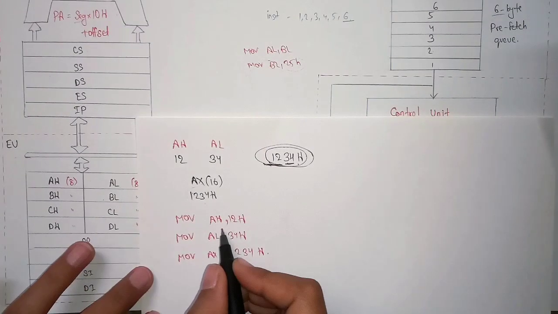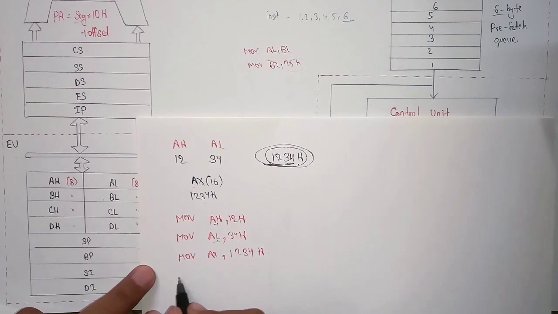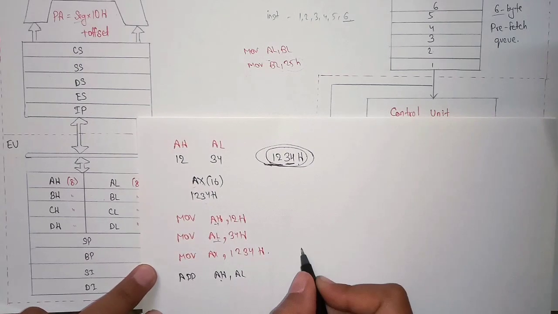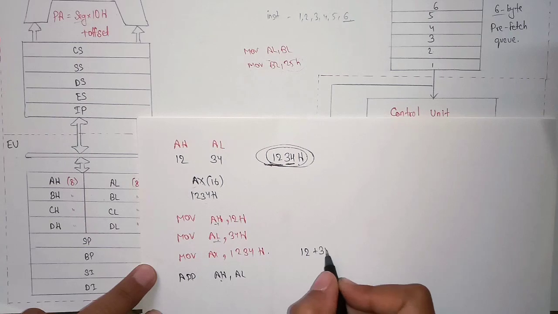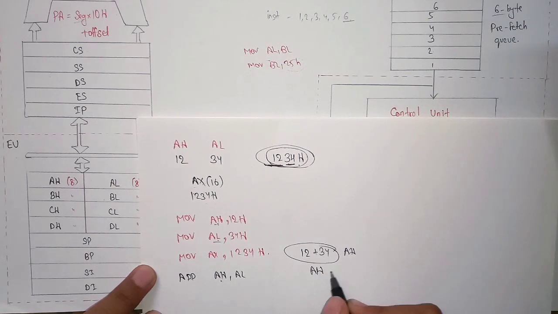Now let's consider we want to add these both numbers, that is in AH and AL. So we can write it as ADD AH, AL. What it will do is it will take the AH value, that is 12, and AL value, that is 34, and it will get added. But where will it get stored? It will get stored in AH only. That means this operation is done as AH equals AH plus AL.